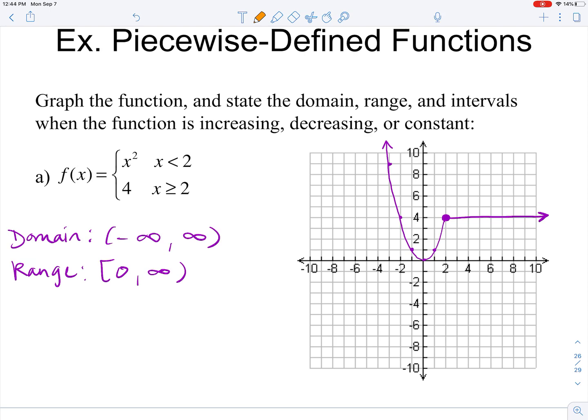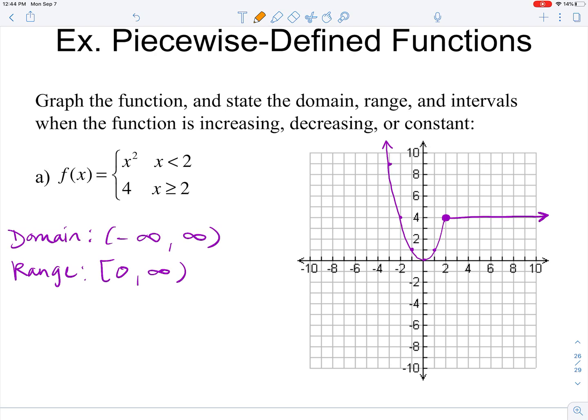Now, if as x is getting larger on an open interval, y is getting smaller, then we would say that the function is decreasing on that open interval. And if you were to imagine yourself walking along the graph, you would feel like you're walking downhill on that interval. And if as x is getting larger, y is staying the same, or constant, that means the function is constant. Walking along the graph from left to right, you would feel like you're walking on a flat road.